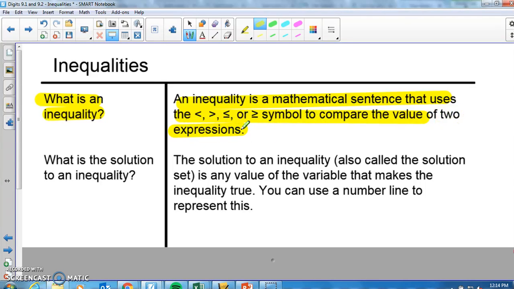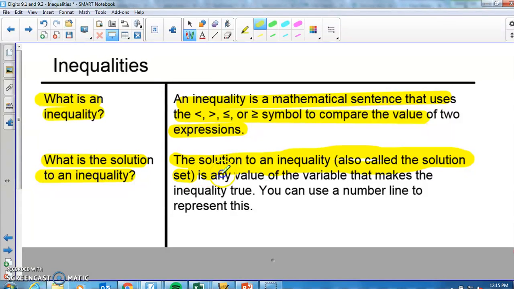Now, this is going to work the same way as we did equations. The only difference, instead of having an equal sign, we're going to have an inequality symbol. So what is the solution to an inequality? The solution to an inequality is also called the solution set. You do need to know what that phrase means, solution set. There's not necessarily going to be one set answer as in the problems we just worked that were equations. Instead, you may have a solution that represents a group of numbers. That is called a solution set.